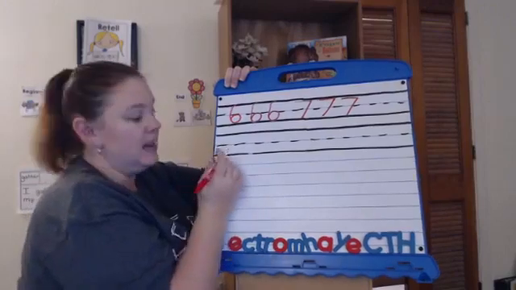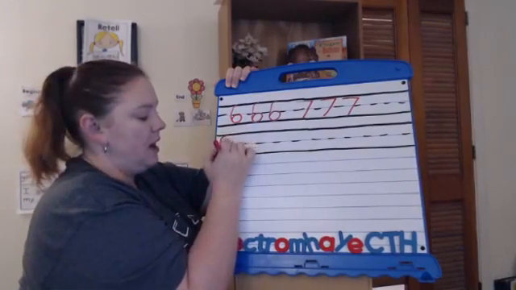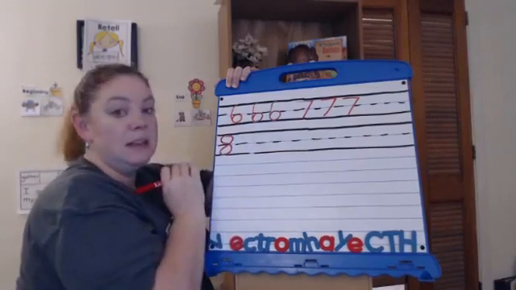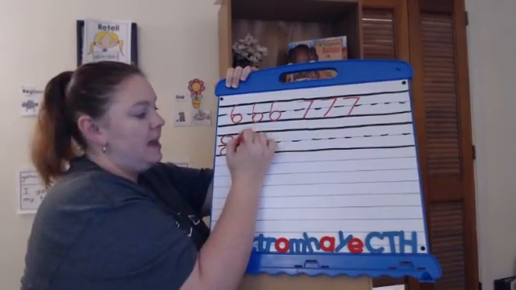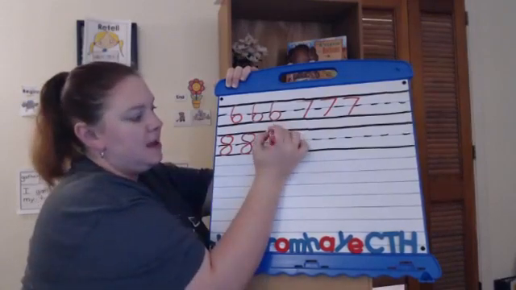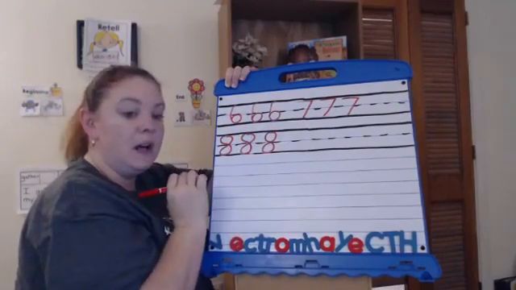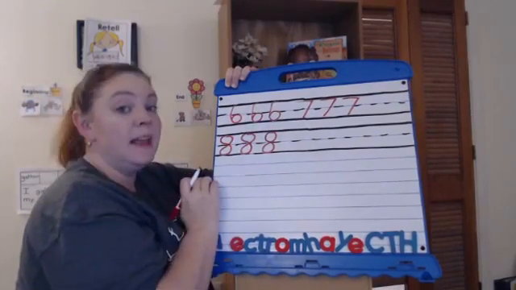We're going to make an 8 now. 8s are pretty easy. Make an S. Do not wait. Go back up and close the gate. That's how you make an 8.